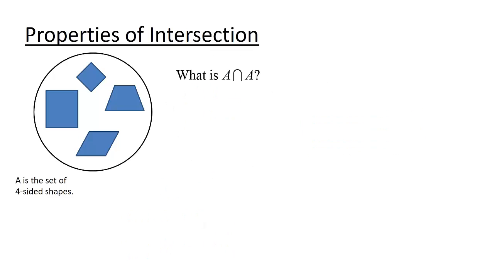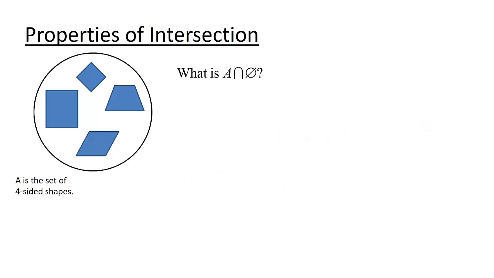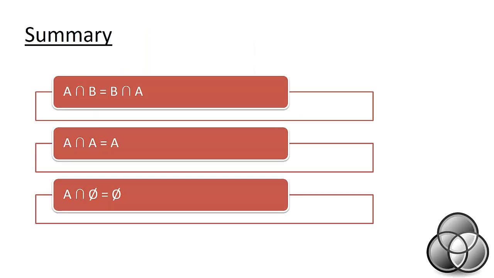Next, what do you think A intersect with itself is? Well, for A intersect with itself, we need to find all of the elements that A shares with A. Well, that's really just all of the elements that are in A. So it turns out that A intersect with itself is equal to A. Finally, what do you think A intersect with the empty set is? What elements do A and the empty set share? Well, they don't share any elements, so it turns out that A intersect with the empty set is also empty. And this is true in general. This slide summarizes the basic properties of the intersection operation we just discussed.